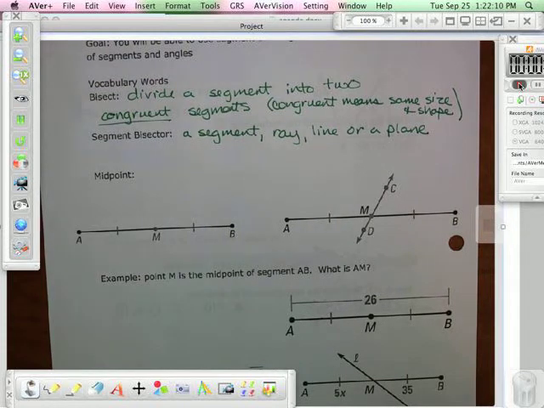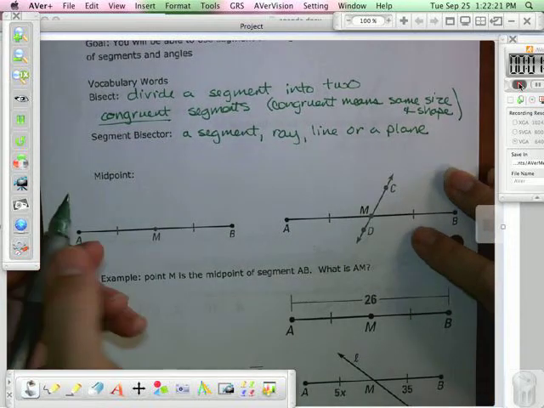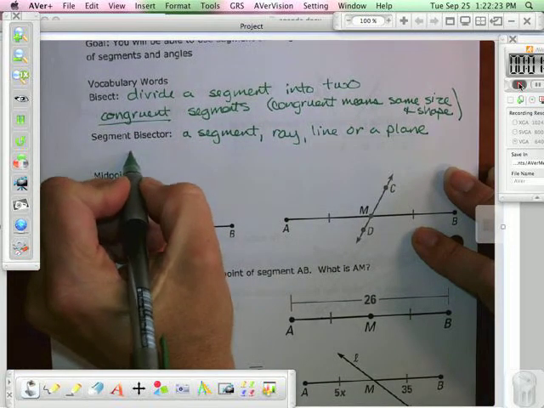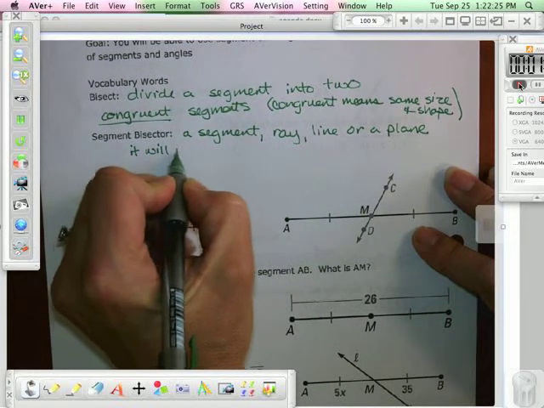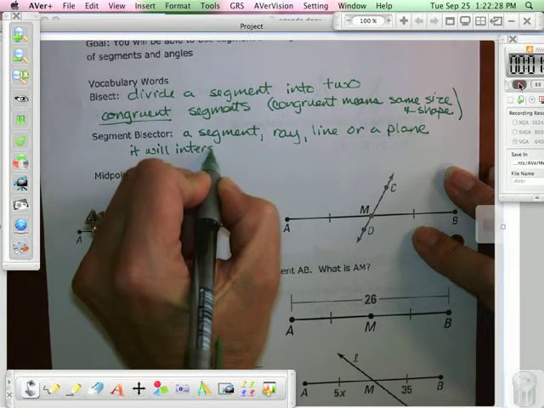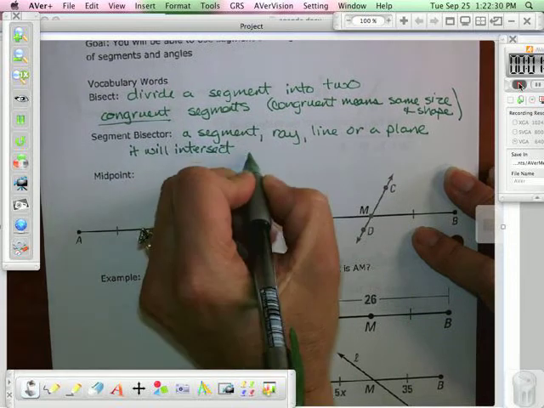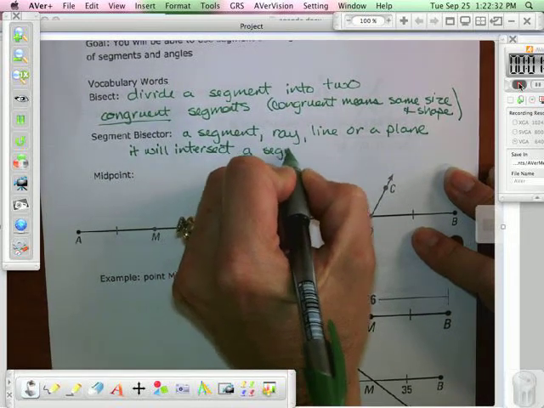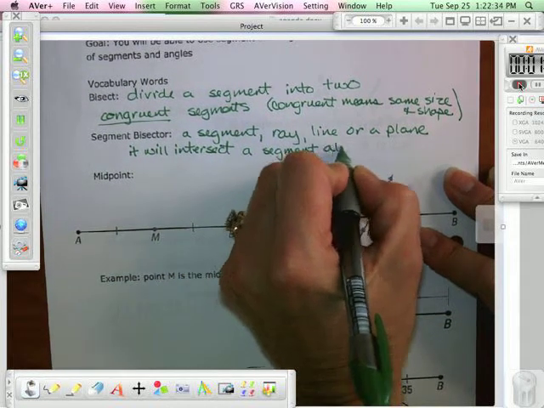So kind of on a side note, what would you think that you bisected your segment with when you folded your paper? What was that? Line. A line. It was a line, wasn't it? Okay. And what it will do is it will intersect a segment at its midpoint.